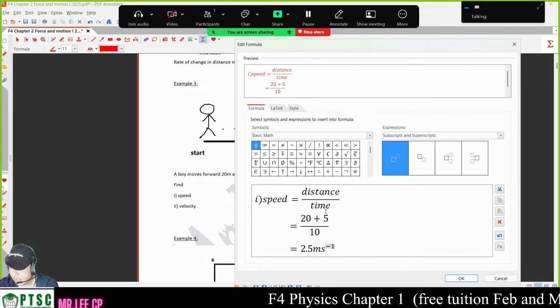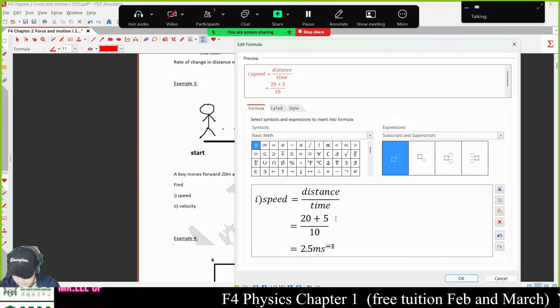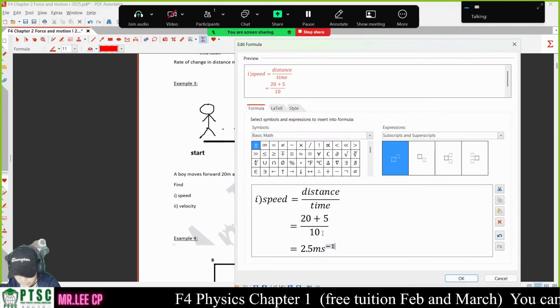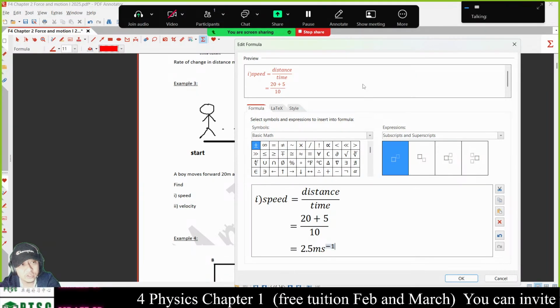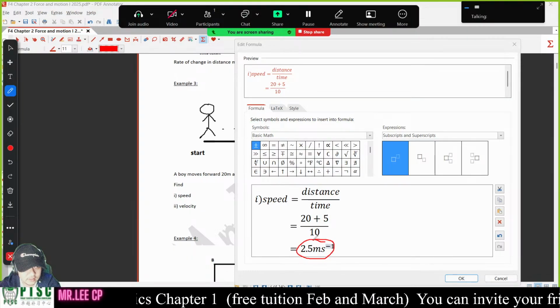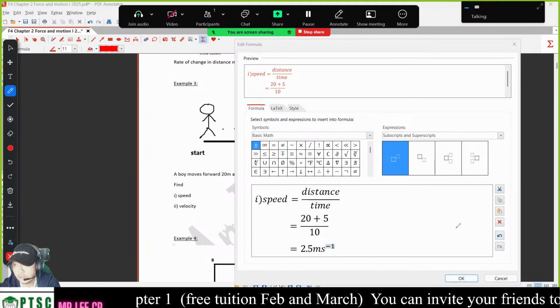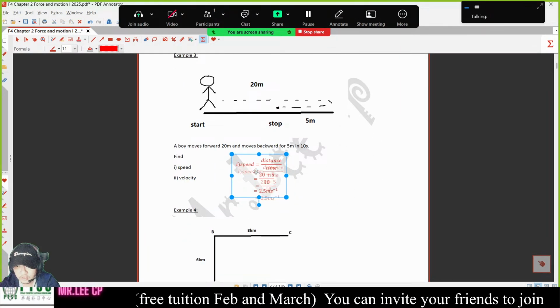Of course you will ask me, Cikgu, do I need to write meter here or not? Up to you. You want to put second here? During the substitution, you need not put the unit, but the answer must have the unit. If you want to, also can. Nothing wrong. Okay, we found speed.